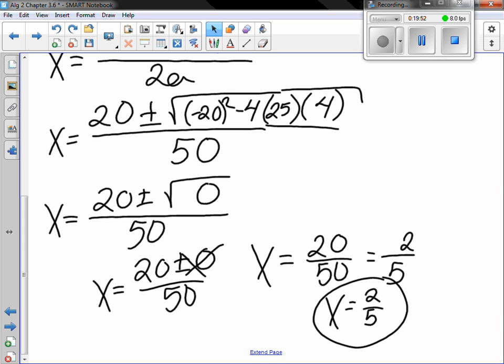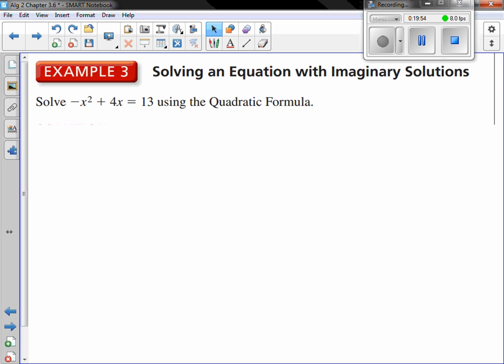This is the last one we're going to look at of this type. And so far, we've had equations with two real solutions and one real solution.